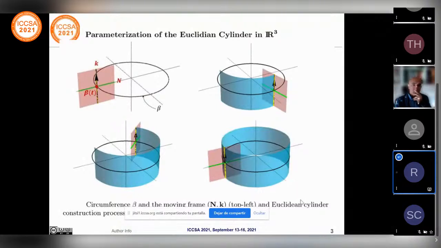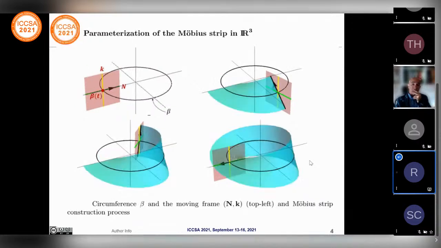For example, this is the parameterization of the cylinder. And the idea is easy. I show the process of constructing the cylinder. In this case, I show the construction of the Mobius strip. The process is easy.